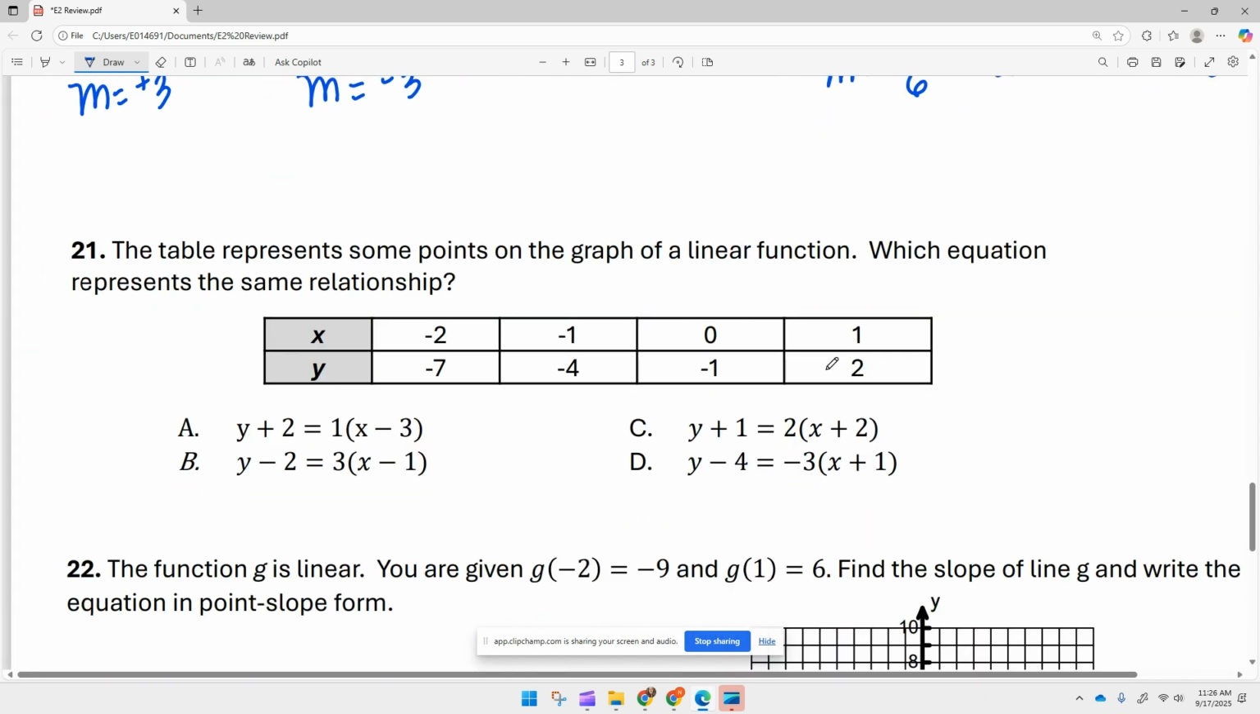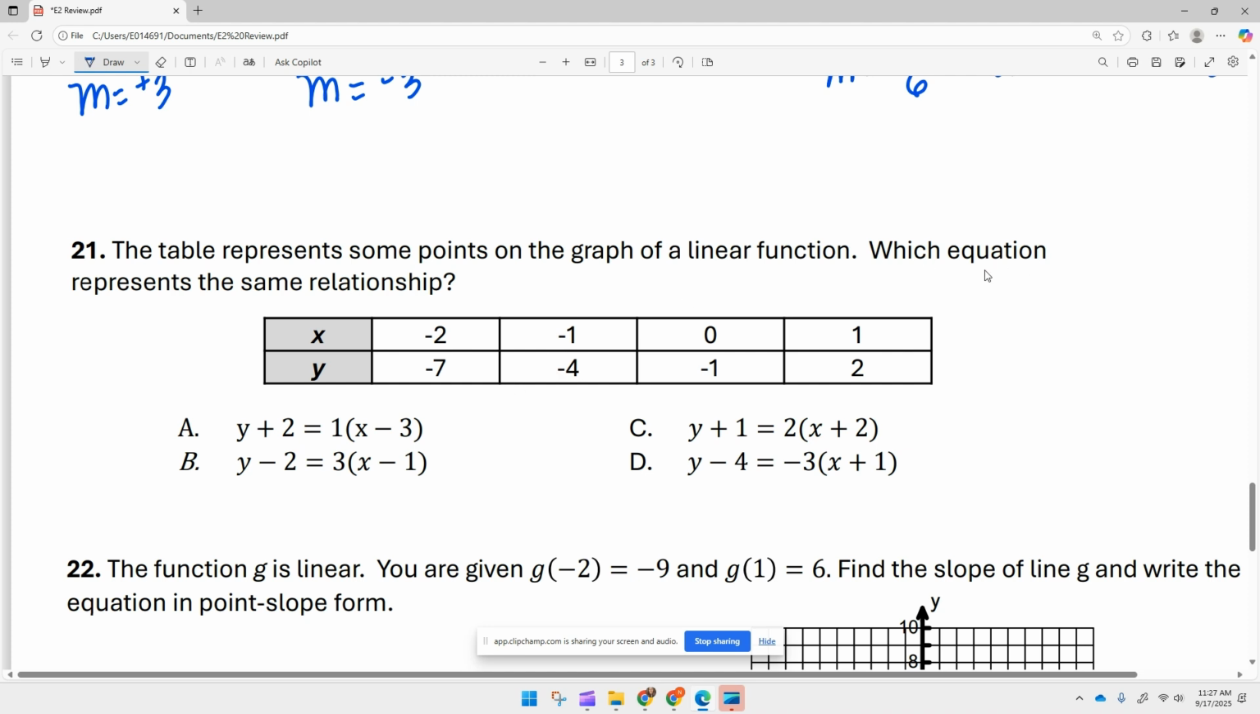Now, 21, this is all we have to do. All of our answer choices are in point slope form. So I need to first identify my slope. And then I may or may not have to go further because all of these have different slopes, right? So since these all have different slopes, a slope of 1, slope of 3, 2, -3. So if I determine my slope, then I can probably pick the right answer, right? Okay.